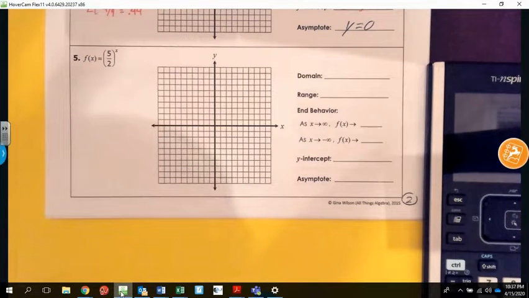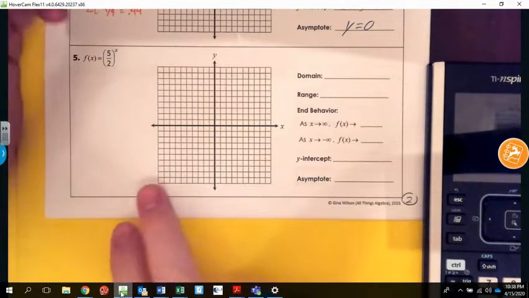This is packet 7, page 2, number 5. The question says f of x is equal to 5 halves raised to the x power. We start this by making a table.